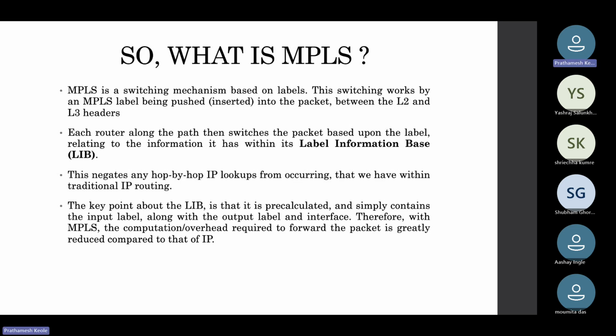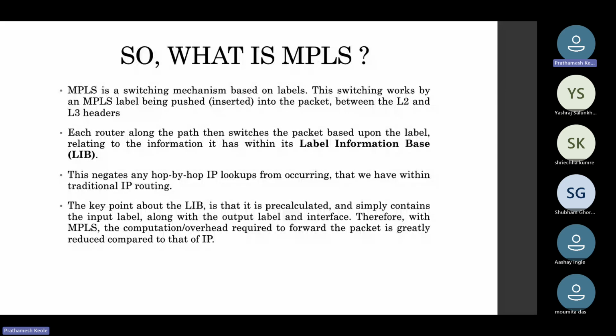So this avoids any hop by hop IP lookups from occurring that we have within the traditional IP routing process. The key point about the label information base is that it is pre-calculated and it only contains the input label along with the output label and interface. So the computation required to forward the packet is greatly reduced compared to that of the traditional IP routing process.